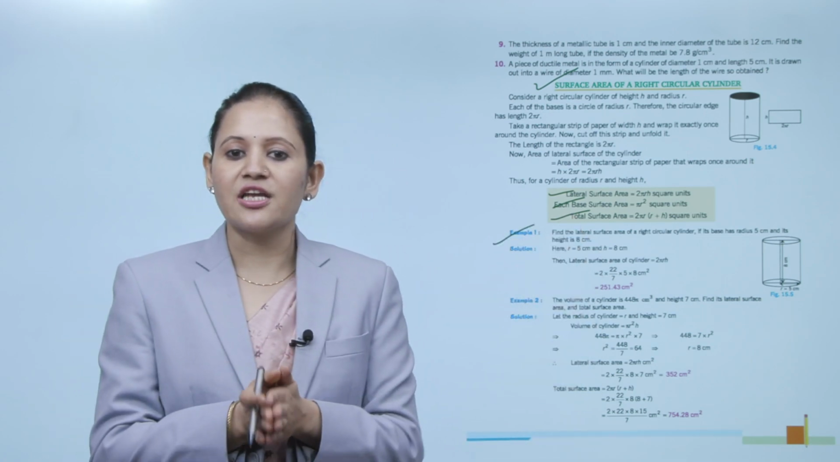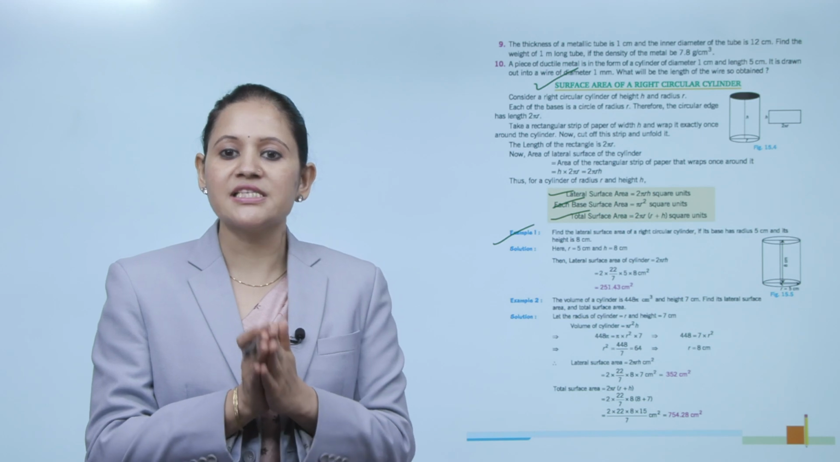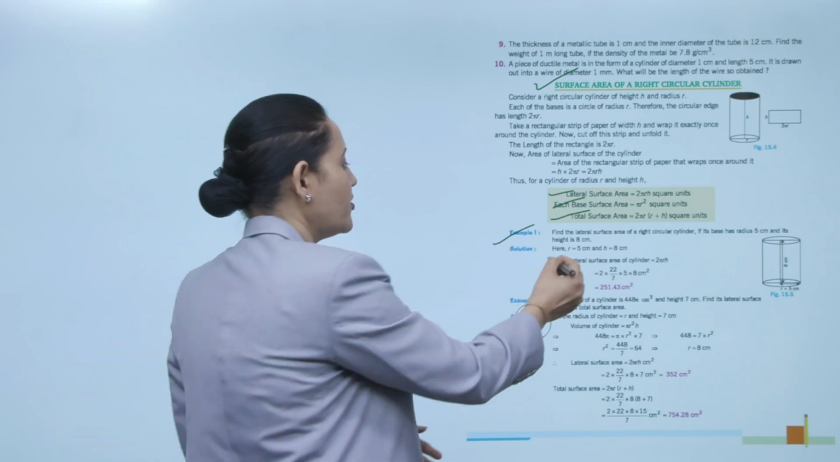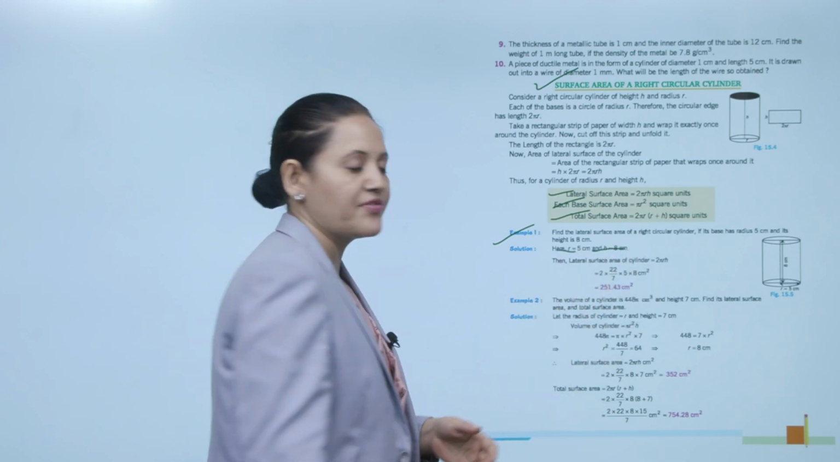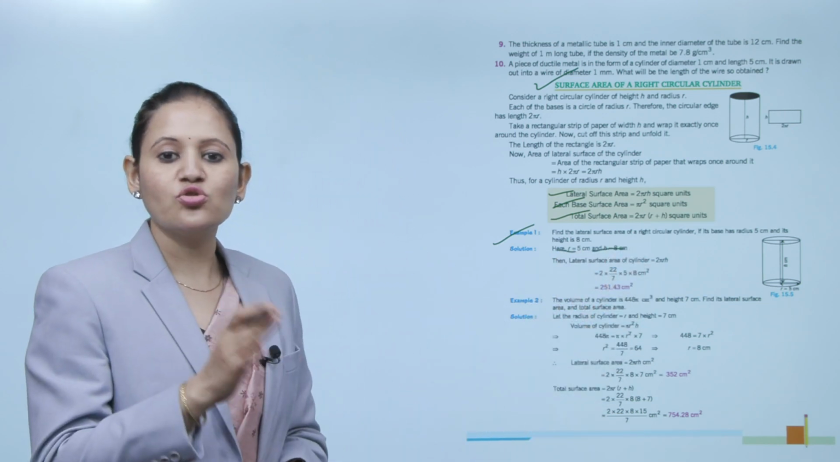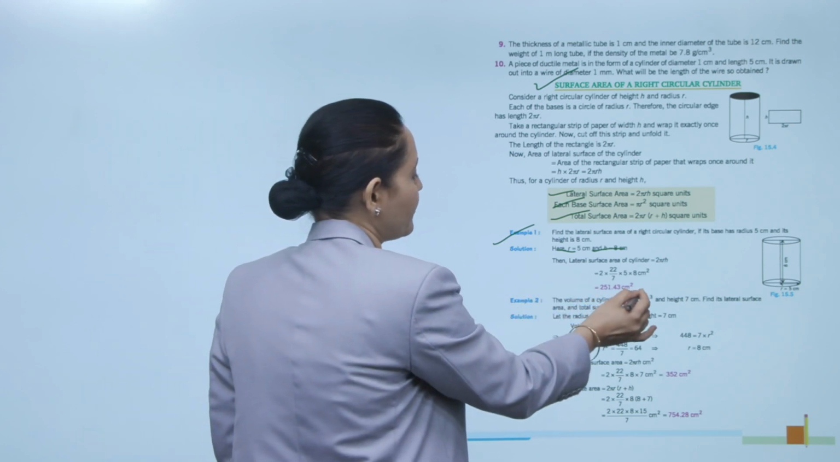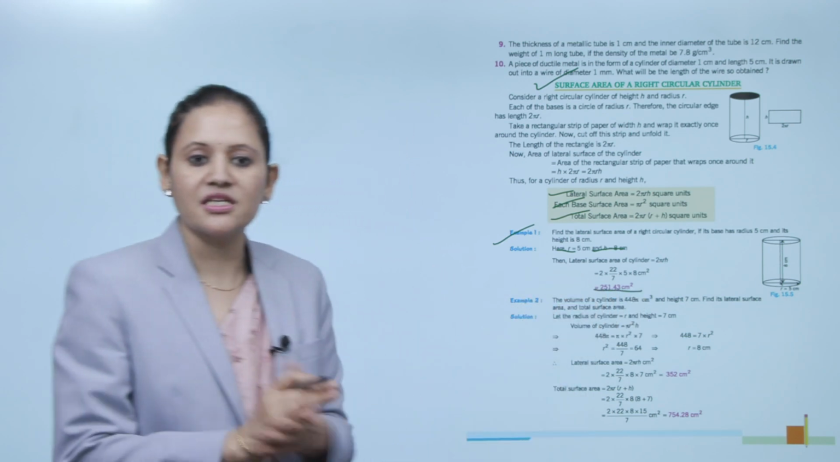Find the lateral surface area of a right circular cylinder if its base has a radius of 5 centimeter and height is 8 centimeter. So radius and height are given. Lateral surface area is equal to 2 pi r h. So we'll put the respective values, that is equal to 251.43 centimeter square.